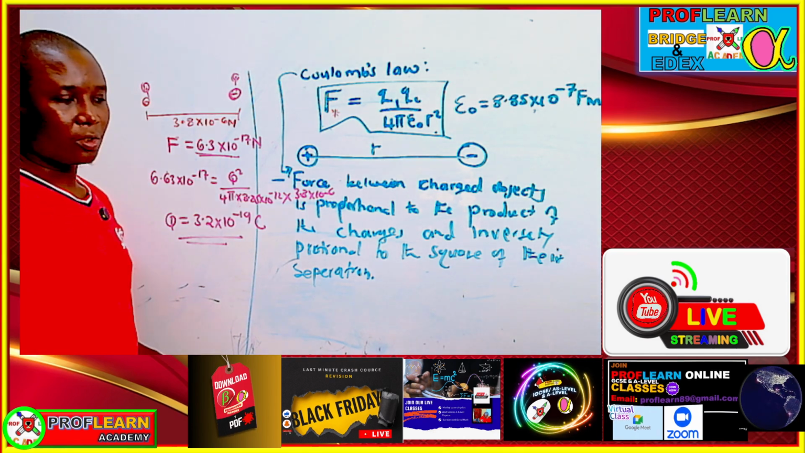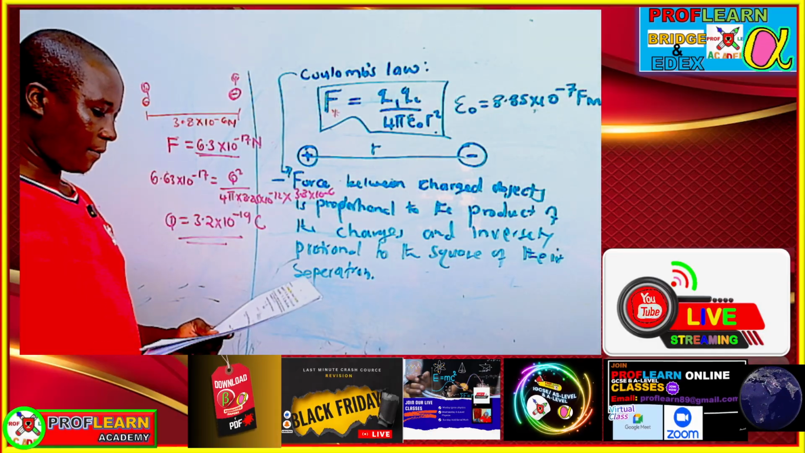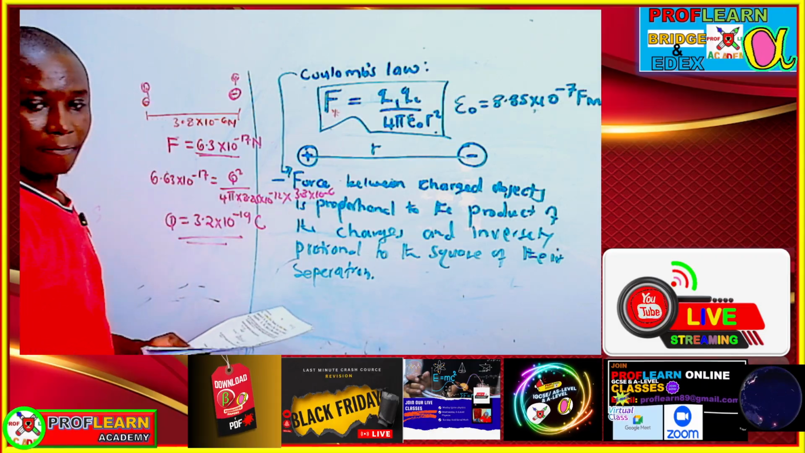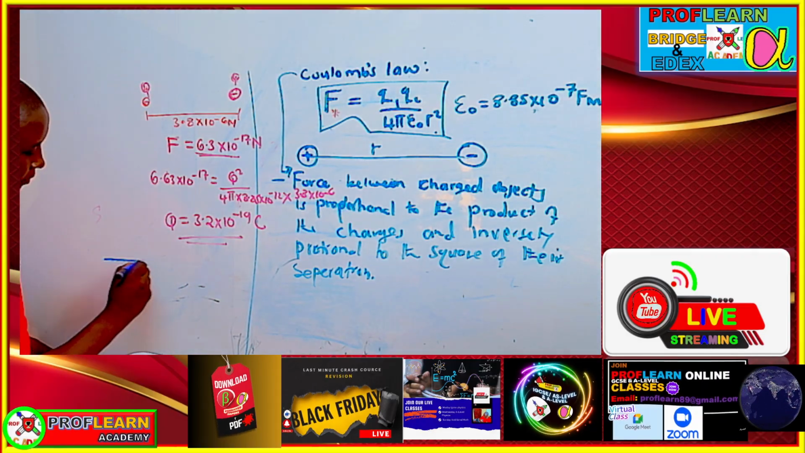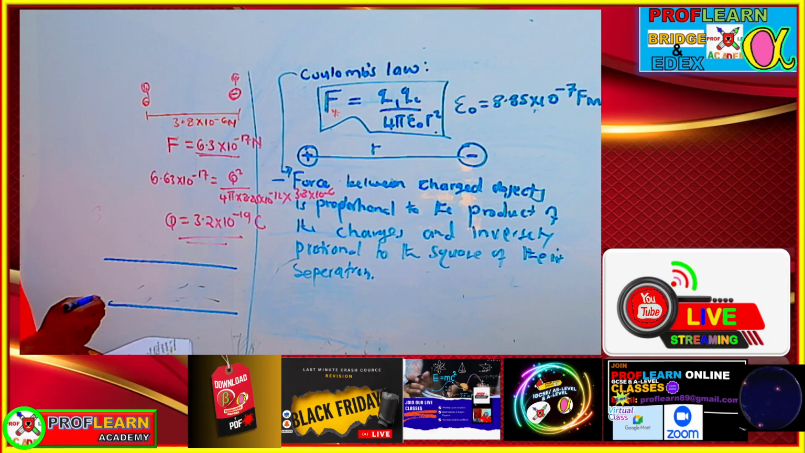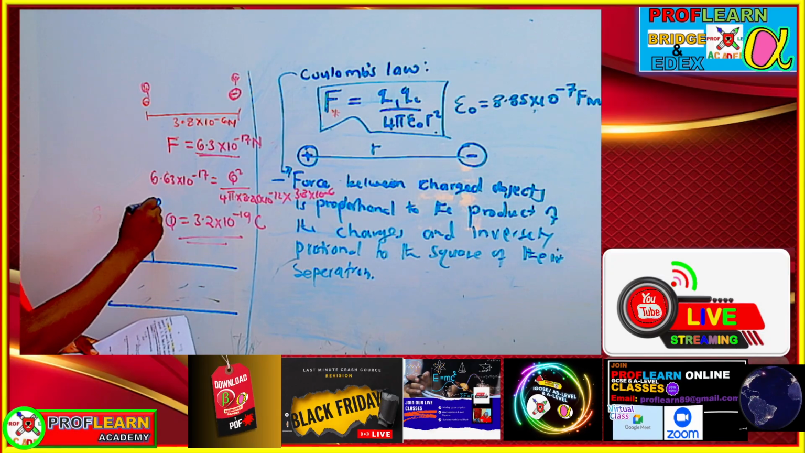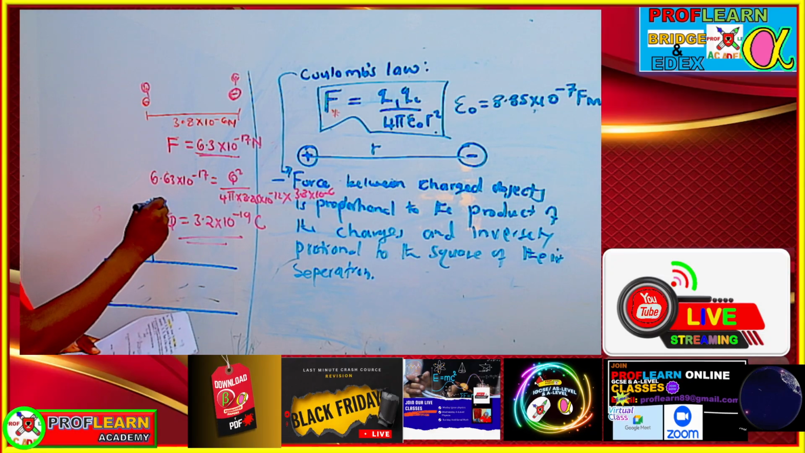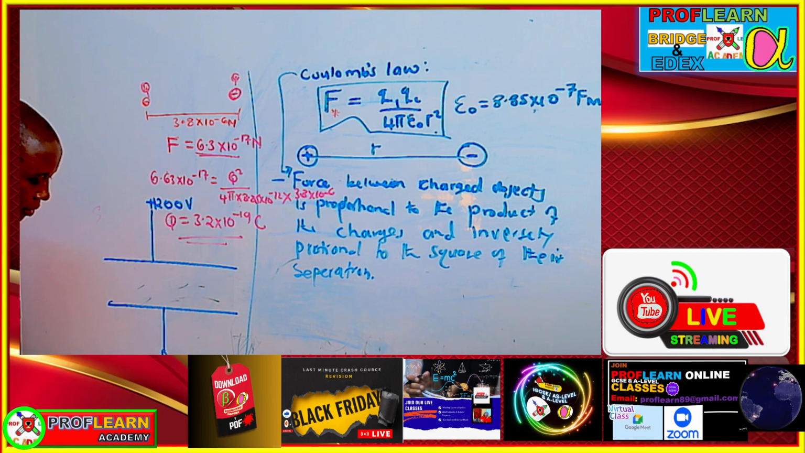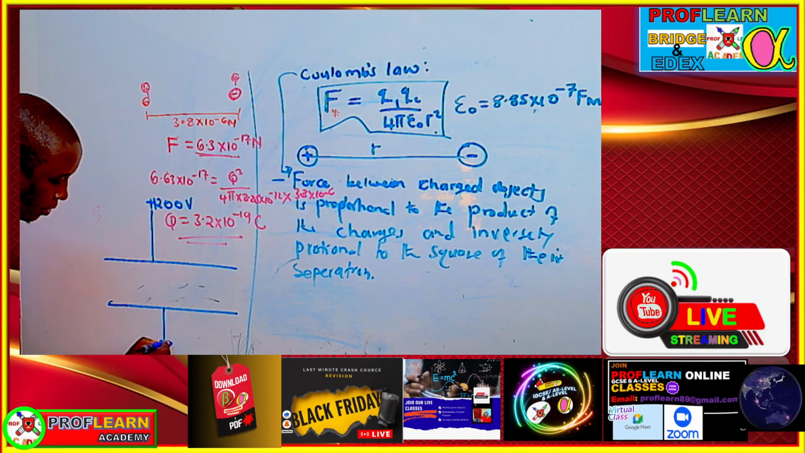Another question that is also given here is whereby we are told that one of the oil drops is placed between two horizontal metal plates. This metal plate is at a positive potential of 1200 volts, and this other one is at zero potential.